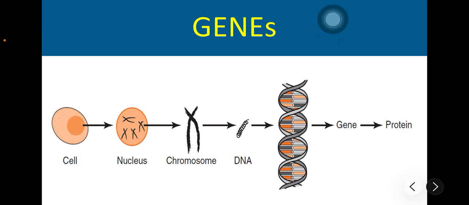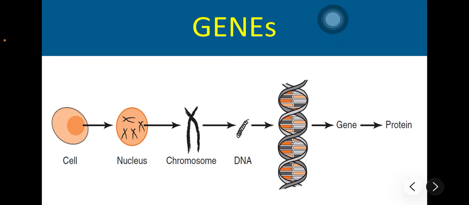Genes are located in our DNA. The DNA is a double-stranded helix which contains the codons that are responsible for the coding of proteins. DNA is a coiled structure which is found in our chromosomes. And let's review our chromosomes. We have 23 pairs, 1 pair of sex chromosomes and 22 pairs of autosomes.